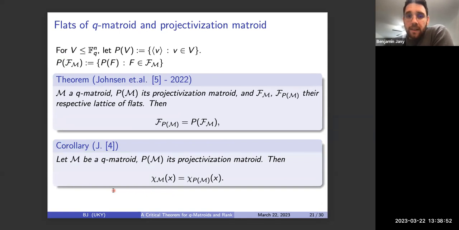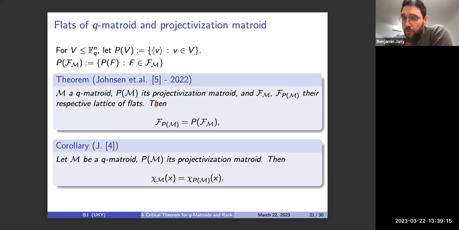But why is this projectivization matroid so nice? Well, it turns out that this projectivizing process preserves the flat structure of the q-matroid. And one can show that the flats of our projectivization matroid will just be the projective space of each flat of our q-matroid.